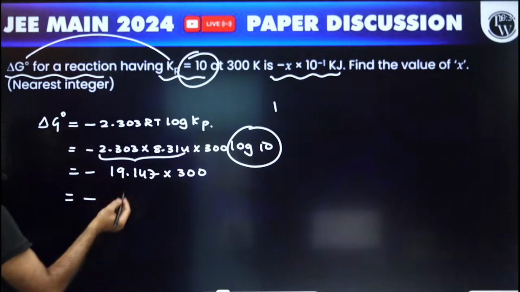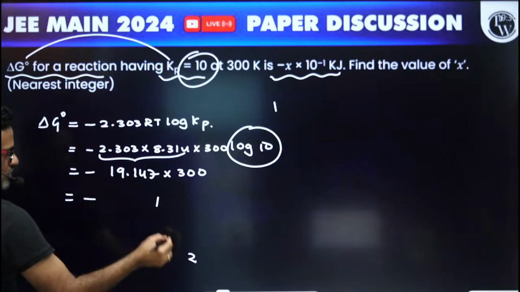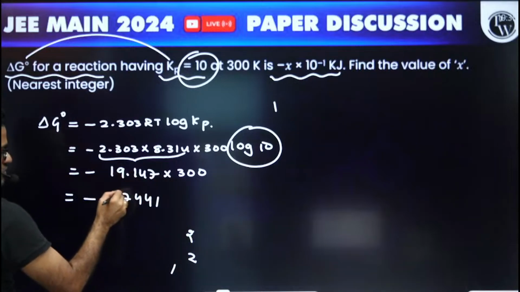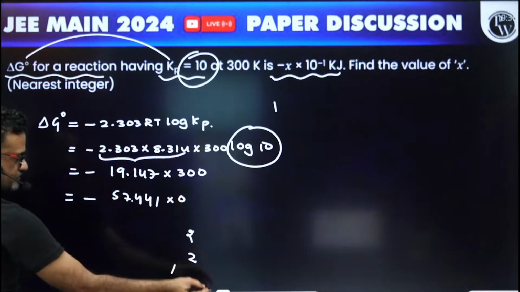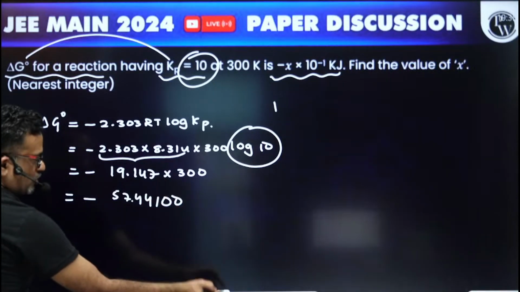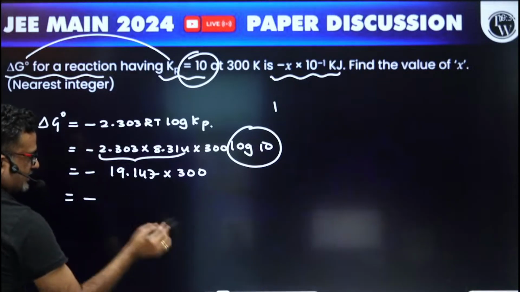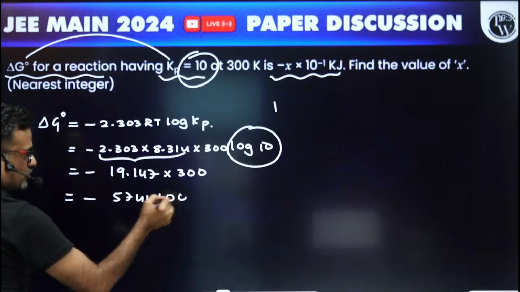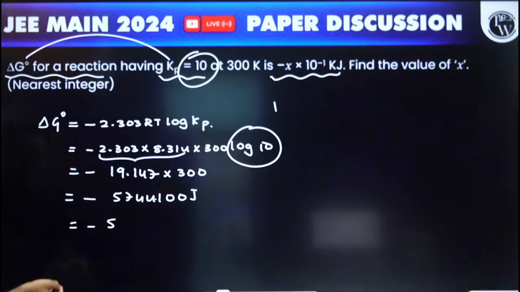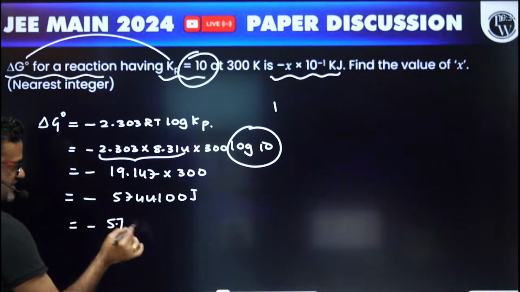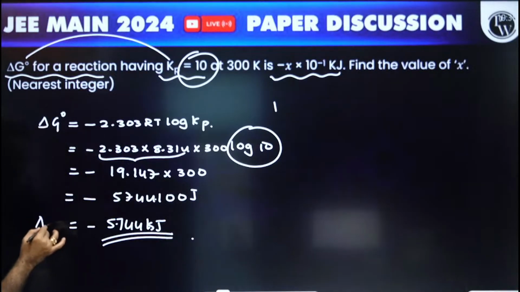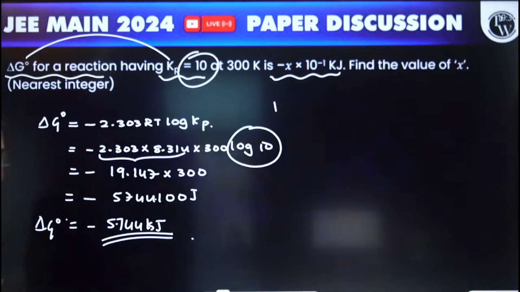So 19.147 into 300 gives 5, 7, 4, 4, 1, 0. If you come back 3 digits, these are the joules. If you come back 3 more digits, 5.744 kilojoule. This would be your delta G naught. Got it?